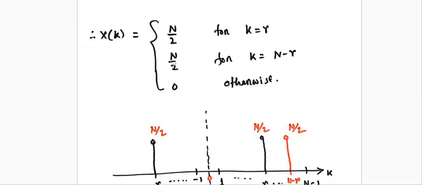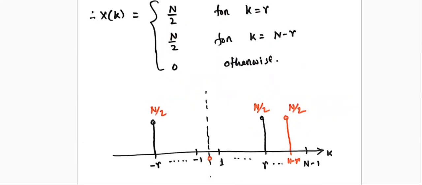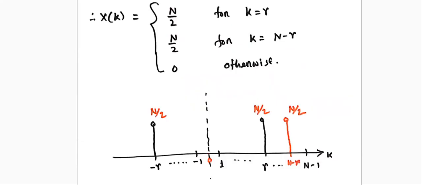So this is the summary. For k equals r, the amplitude is n by 2. For k equals n minus r, the amplitude is equal to n by 2 again, and otherwise this is 0. And it can be shown in the graphical representation very, very easily.